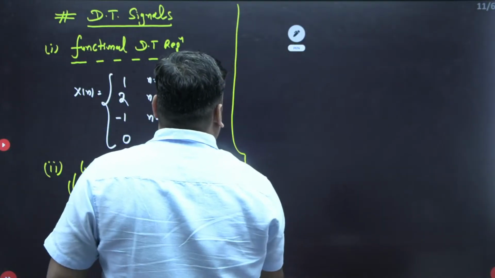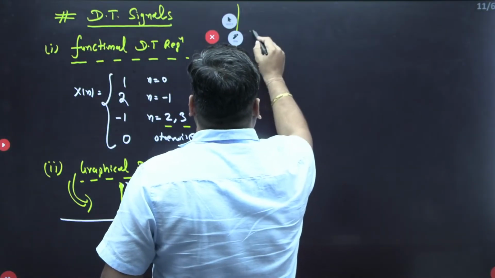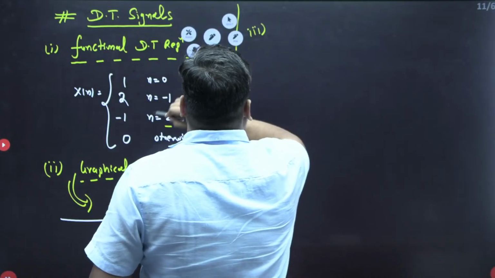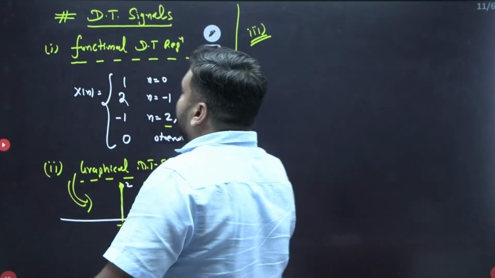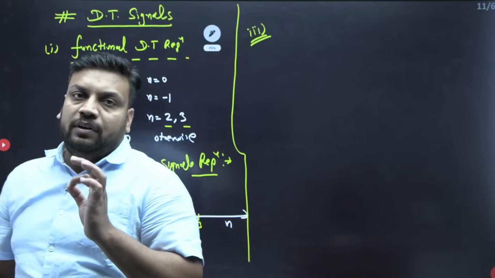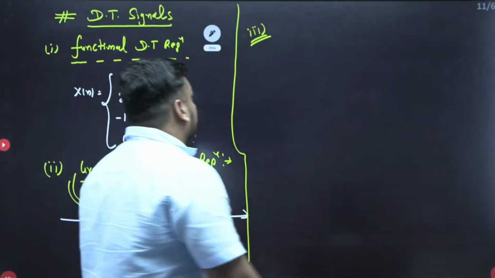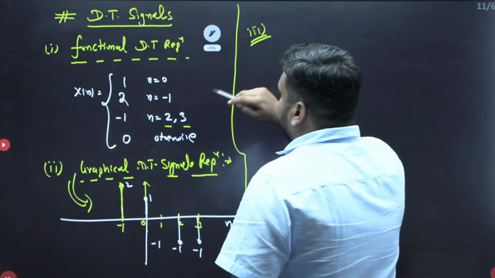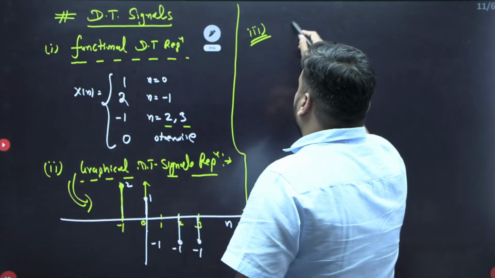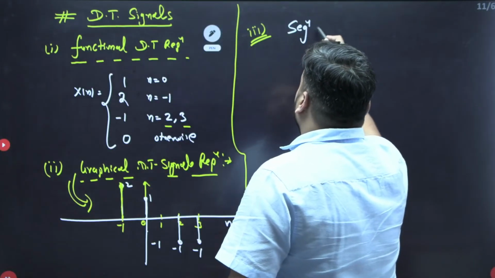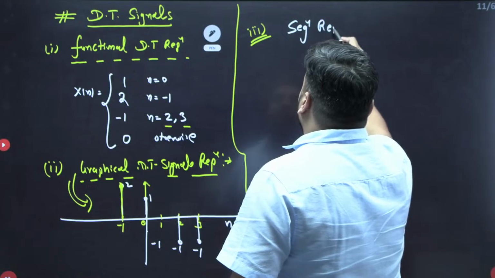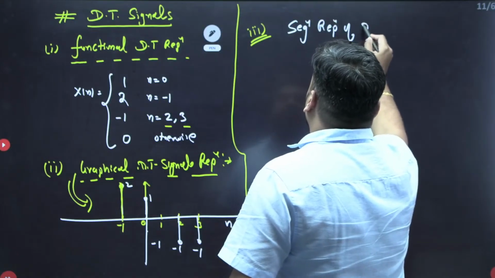Now the third one is the best representation. Why best? Because it will take very little time. We are writing the third representation after functional and graphical: the sequential representation of DT signals.